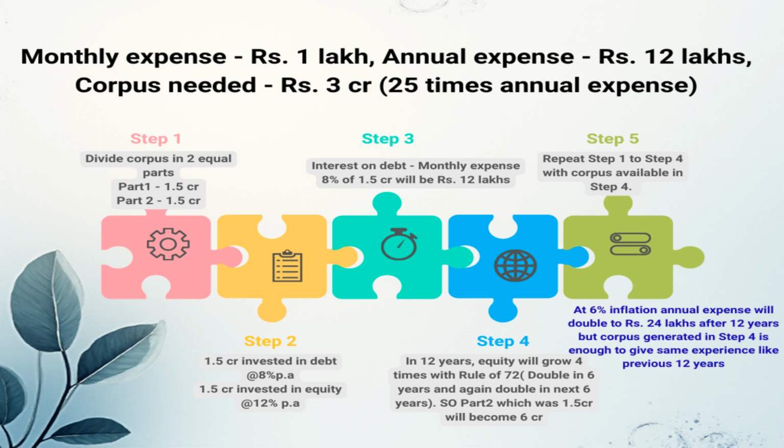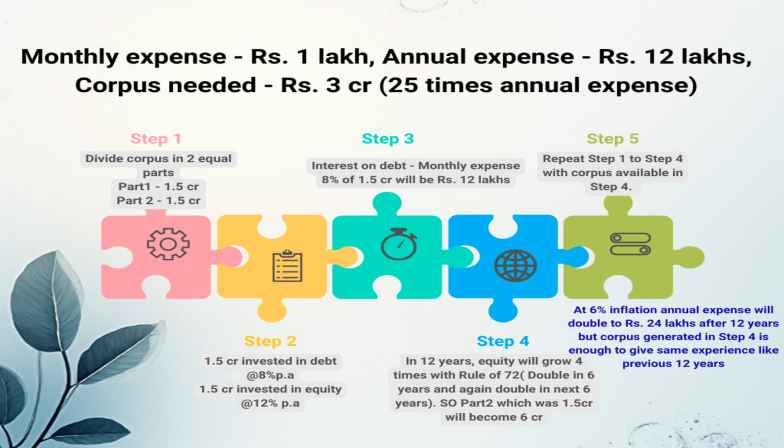In step 4, we see that in 12 years, equity will grow 4 times with the rule of 72. So part 2, which was 1.5 CR, will become 6 CR. Now, what is the rule of 72? The rule of 72 tells you at what rate, or in how many years, you are going to double your money. In our case, the rate of return is 12%, so 72 divided by 12 is 6. In 6 years, we are going to double our money, so 1.5 CR will become 3 CR at the end of 6 years. In the next 6 years, this 3 CR will become 6 CR. So at the end of 12 years, we get a corpus of 6 CR from this portion.